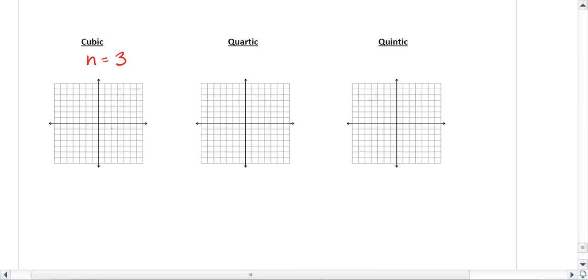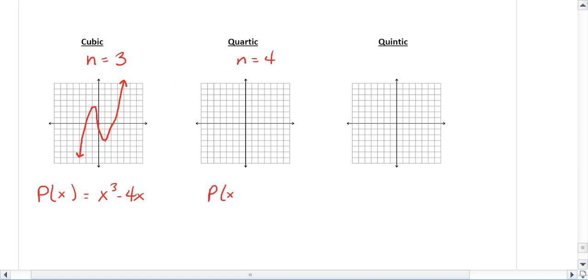A cubic function is when the n equals 3, or we have a third degree, and the one that I'm going to choose to graph is x to the third minus 4x. Okay, not perfect, but that's what a cubic graph looks like. It has 2 turnarounds.